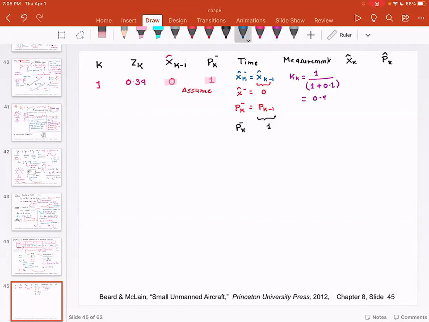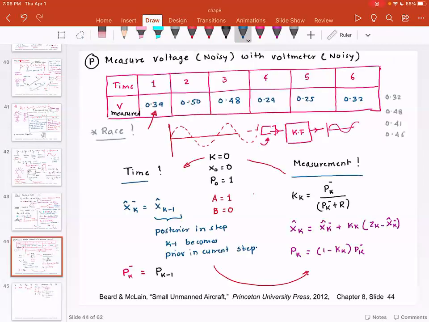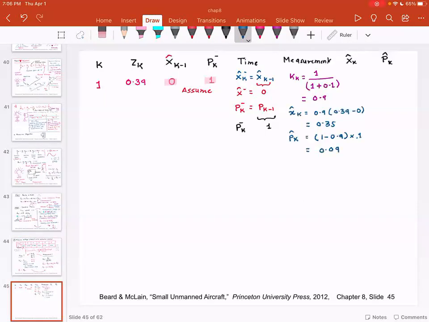xk. So if you look at the calculation here, the next step is finding out the value of xk. It is 0.9 times 0.39, which is zk minus the previous 0. So my xk has become 0.35, and my pk has become 1 minus 0.9 multiplied by 0.1, which is the value of r, and that becomes 0.09. So this thing becomes 0.09.